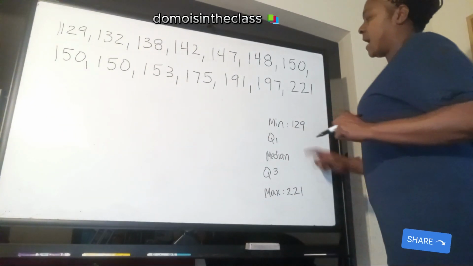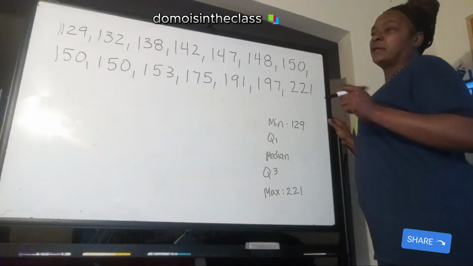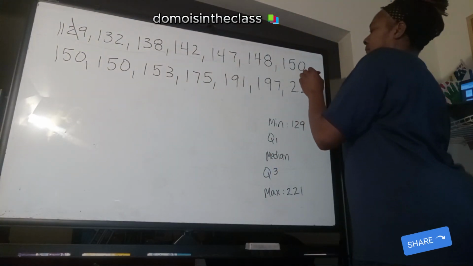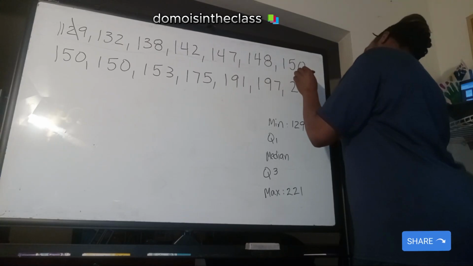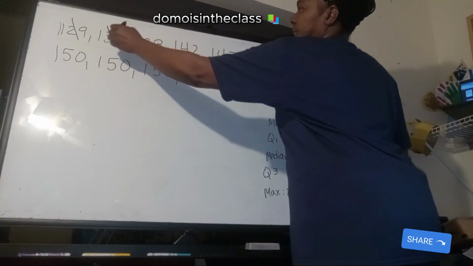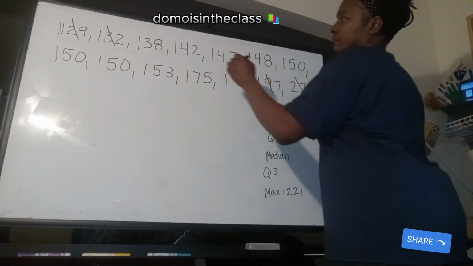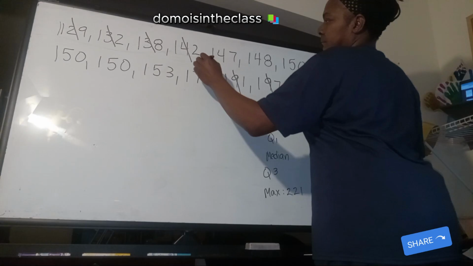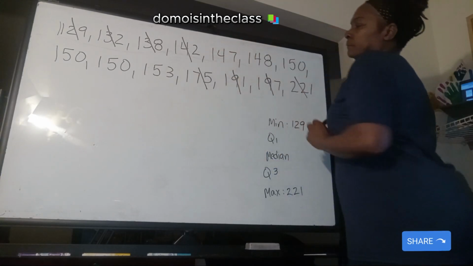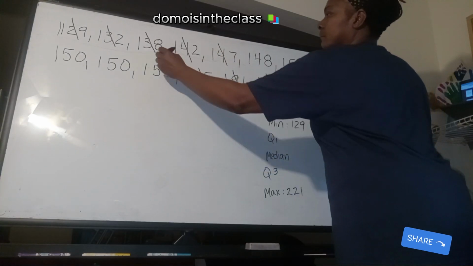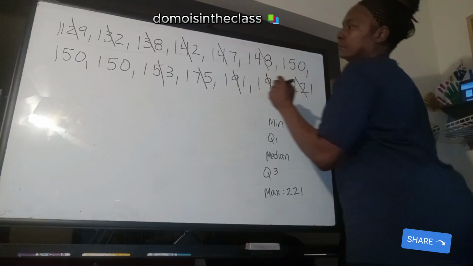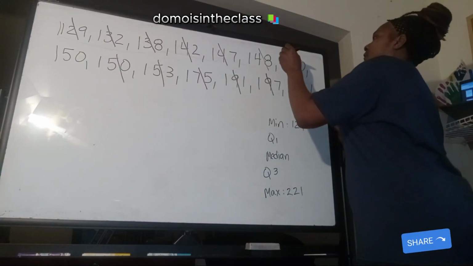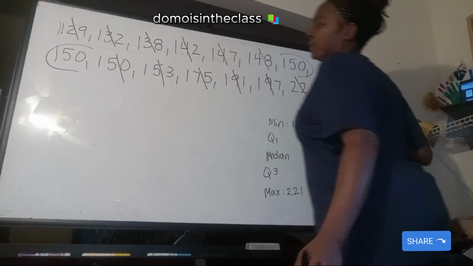All right, so to get our median, we're going to do exactly that. So help me with the median. So what do we have to do? 129 to 221. Okay. 132 to 197. 138 to 191. 142 to 175. And 147 to 153. And 148 to 150. All right. So now we have 2 numbers left, which we have to use both of them together to get our median. So we're going to add those 2 together.